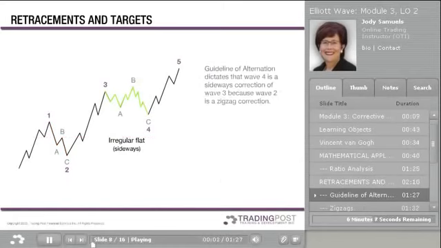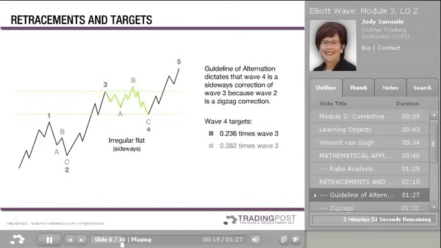The guideline of alternation dictates that wave 4 is a sideways correction of wave 3 because wave 2 is a zigzag correction, in this example of course. Wave 4 targets are 0.236 times wave 3, 0.382 times wave 3, and 0.5 times wave 3. When wave 3 is complete, use the Fibonacci tool to find the retracement levels for wave 4.